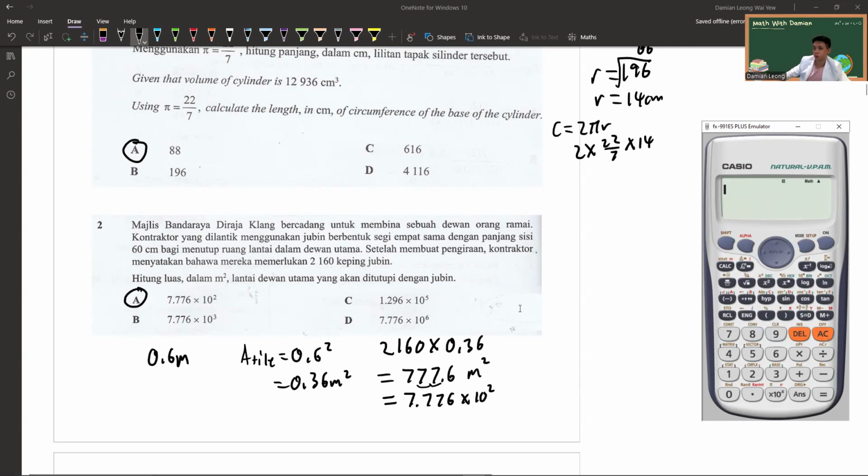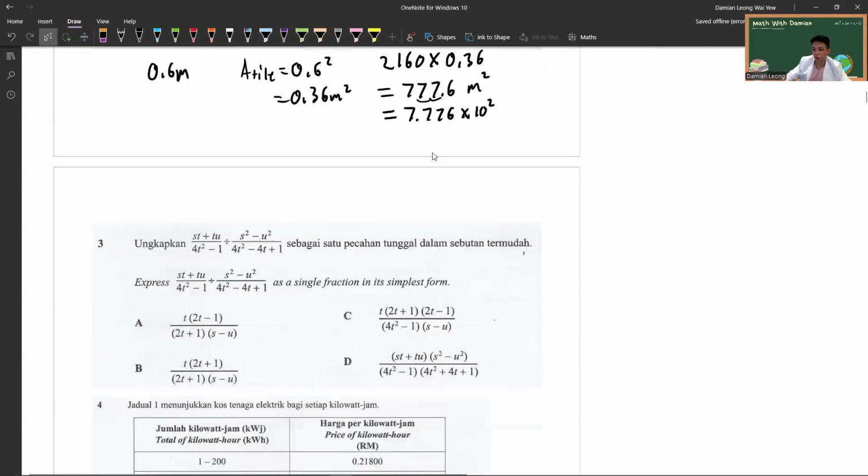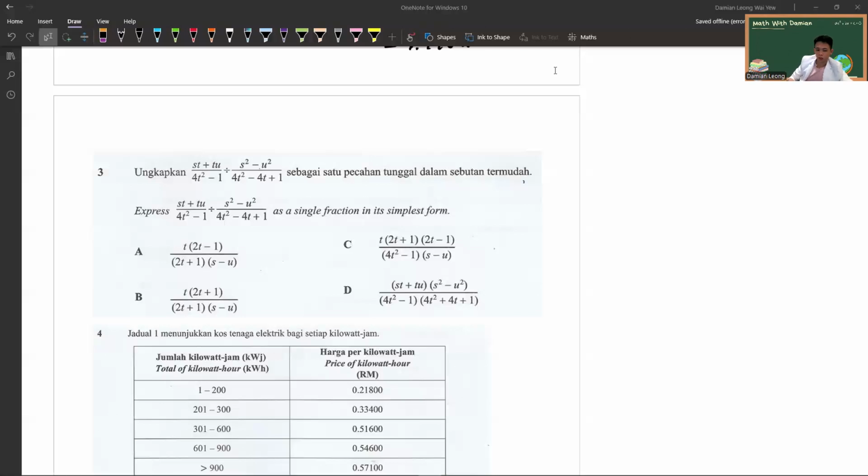That's question 2. Now, we look at question 3. Here we want to express (st plus tu) over (4t squared minus 1) divided by (s squared minus u squared) over (4t squared minus 4t plus 1). So this is basically an algebraic fraction that we want to simplify. To simplify this, we need to factorize everything we can, and change the divide by a fraction to times, and then flip the fraction around.